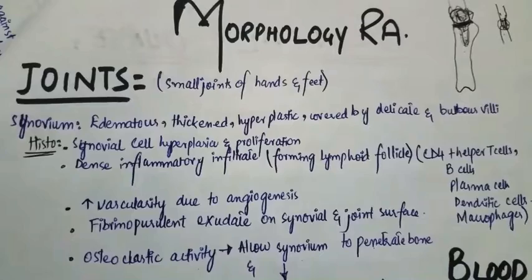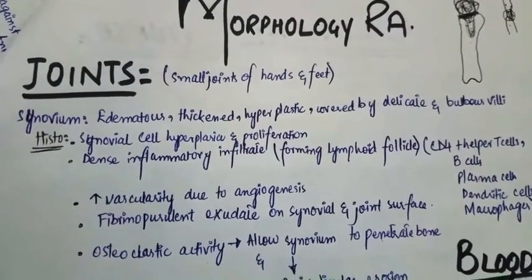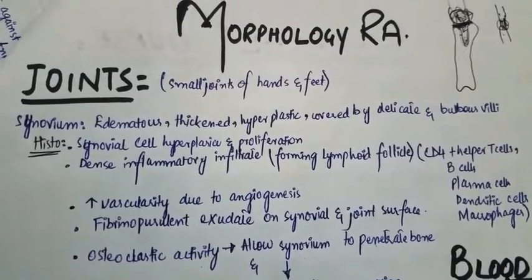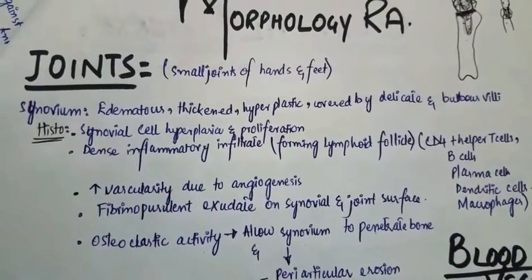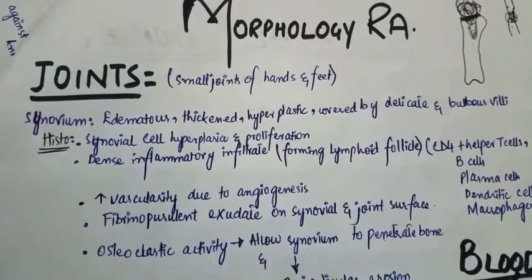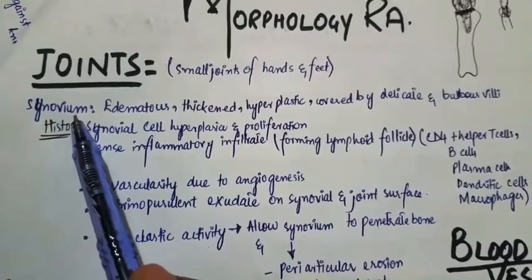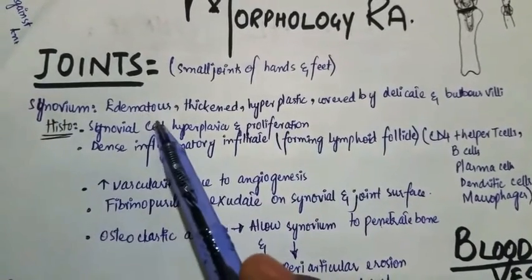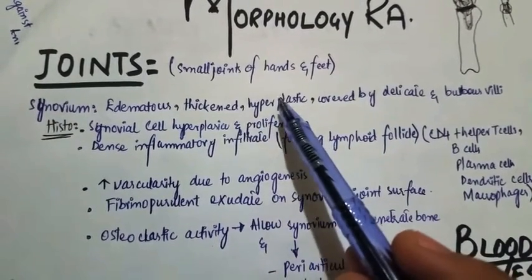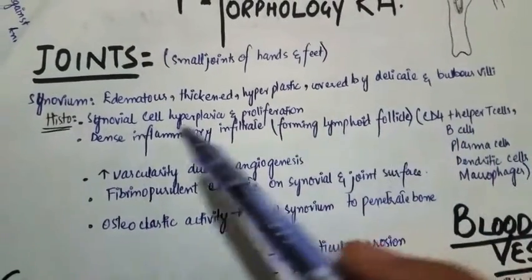Now I am going to discuss the rheumatoid arthritis morphology. First of all, I will discuss the changes in the joints. Basically, the joints which are involved in rheumatoid arthritis are the small joints of hands and feet. And what changes can we see in the synovium? The synovium becomes edematous, thickened, hyperplastic, which is covered by delicate and bulbous villi.